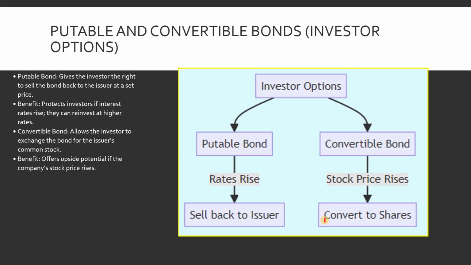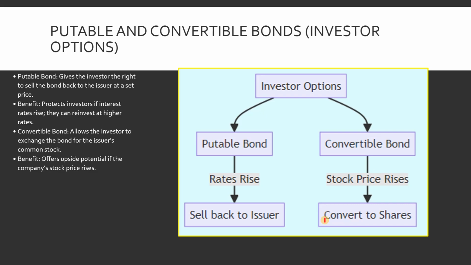Now, putable and convertible bonds. Some options benefit the investors as well. A putable bond gives you the right to sell the bond back to the issuer at a predetermined price on a specific date. This is valuable if interest rates rise, as you can sell the low yielding bond and reinvest at the new higher rates. Another type is the convertible bond. This gives you the right to exchange your bond for a specific number of shares of the issuing company's stock. This offers the safety of a bond with the potential for profit if the company's stock price soars.